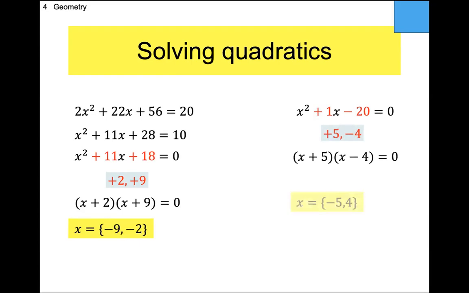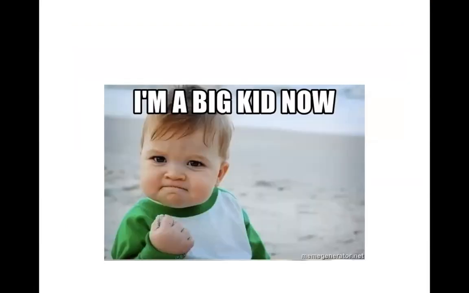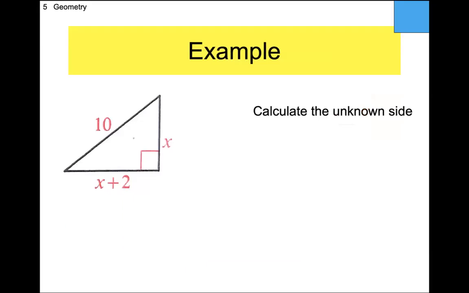So we get a -5 and a +4. All right, so that's your quick review on solving quadratics. That seems to come out of nowhere, right? We did that 3 or 4 chapters ago. Now it rears its ugly head. So thank you for reminding me of a painful part of your life last year. Excuse me, but we're going to use that now to solve big kid problems.